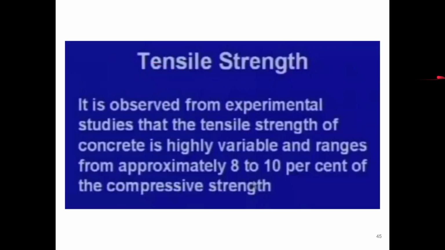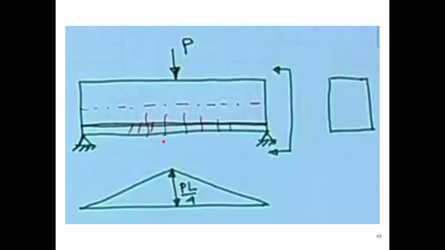So what is tensile strength? That is compressive strength. Now let us study tensile strength. Concrete is very good in compression, but very bad in tension. It is observed from experimental studies that the tensile strength of concrete is highly variable, and it ranges from approximately 8 to 10% of the compressive strength. So if the compressive strength is 30 megapascal, the tensile strength will be between 2.5 to 3 megapascal. So it is not that good in tension, but very good in compression.